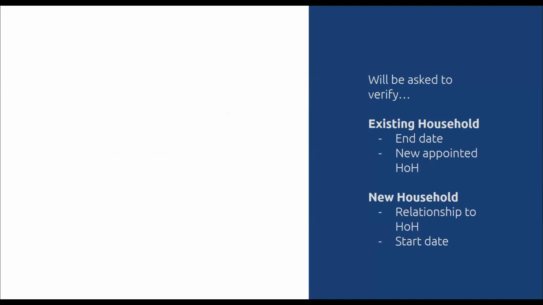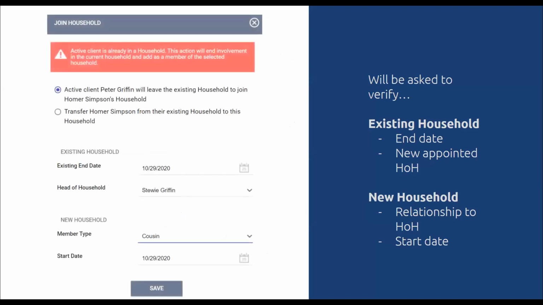So earlier, we mentioned that sometimes a join button will appear instead of an add button. This means that the client is already in another household. So then you would be able to do one of two things. The first option is to have the client you are on leave their household and join a new household.